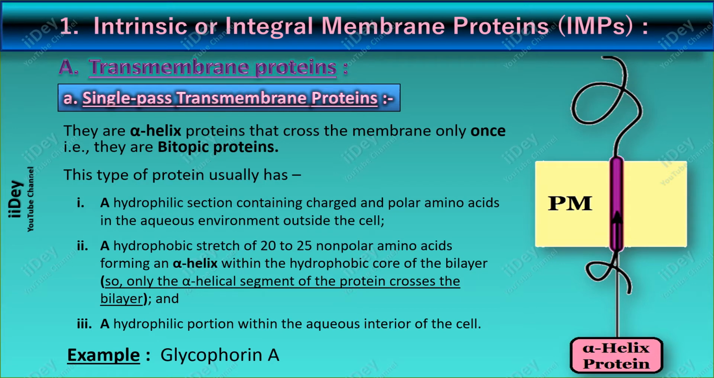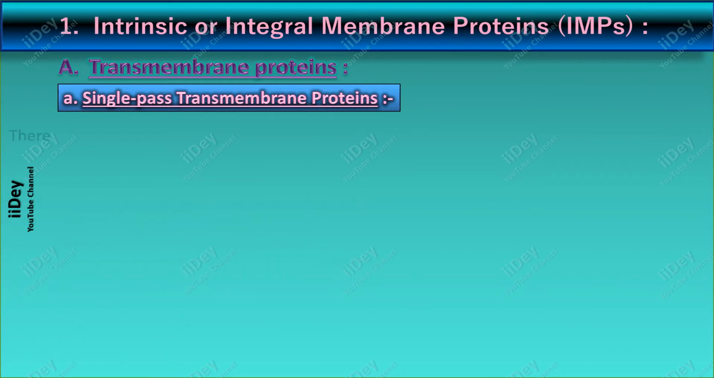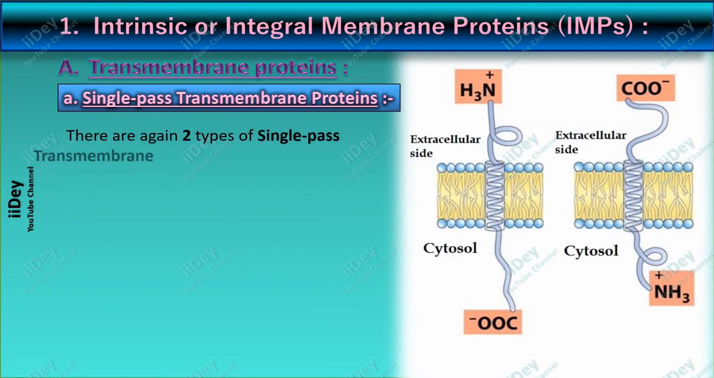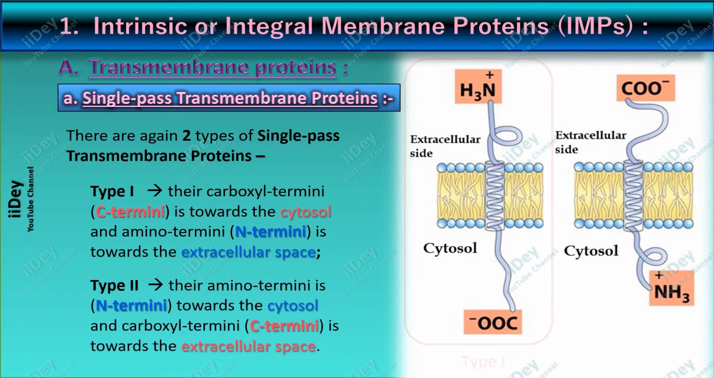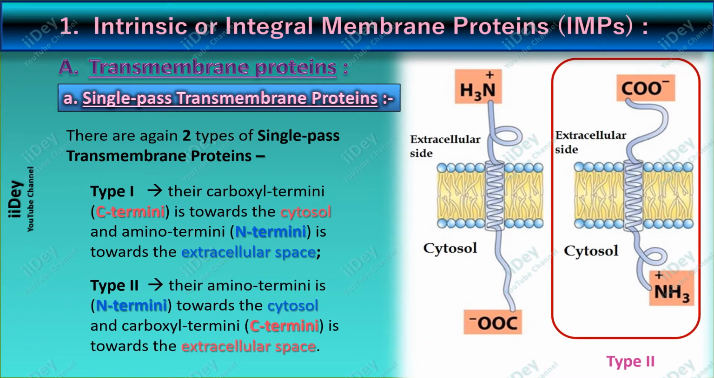Glycophorin A is an example of single-pass transmembrane proteins. There are again two types of single-pass transmembrane proteins. Type 1: their carboxyl terminus is towards the cytosol, and amino terminus is towards the extracellular space. Type 2: their amino terminus is towards the cytosol, and carboxyl terminus is towards the extracellular space. So it is just the opposite of type 1.